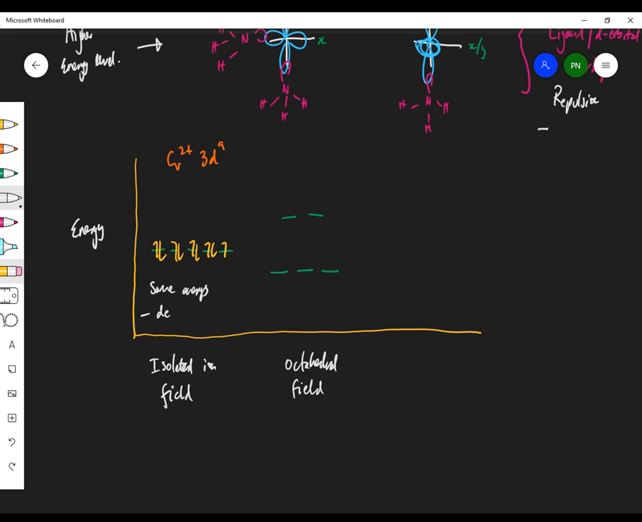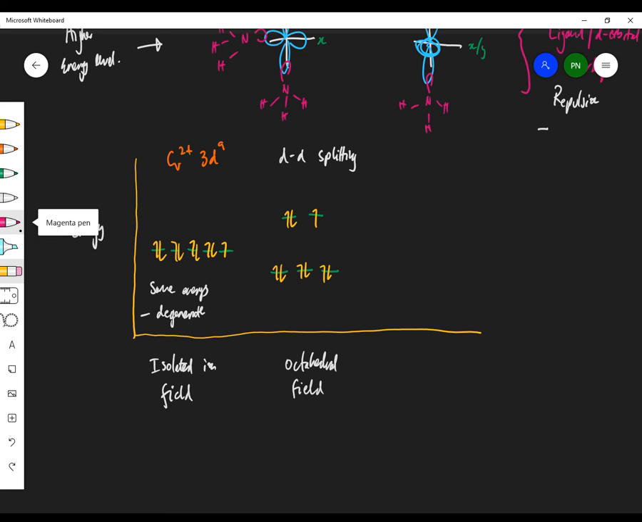Okay, and we say they are degenerate. When we put it in an octahedral field, in other words, when it's in water, the d orbitals split. So we call this d splitting. The d orbitals split like that, and now the electrons, 1, 2, 3, 4, 5, 6, 7, 8, 9, will split into 2 like this.